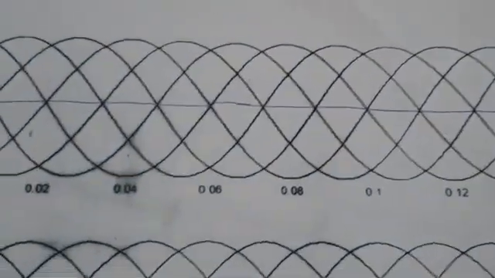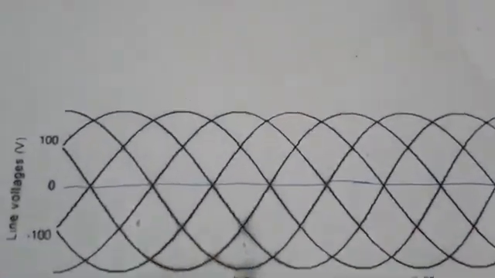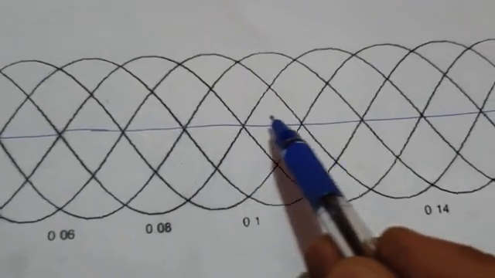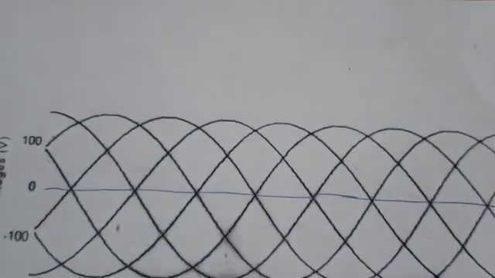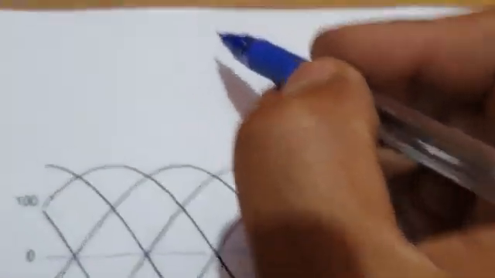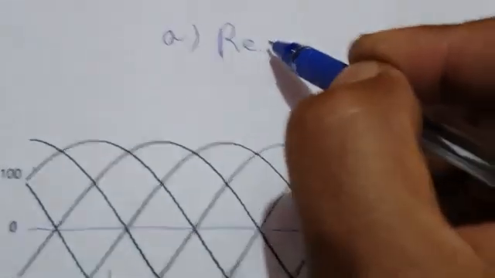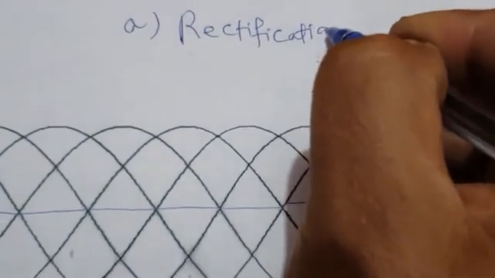So this is my waveform sheet. Let us draw the waveform. So this is my omega t axis. I will write here omega t. So I start with the finding of valve 3. I will show here first the rectification mode of operation. I will write here A. Rectification mode.